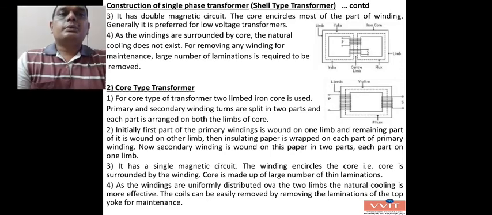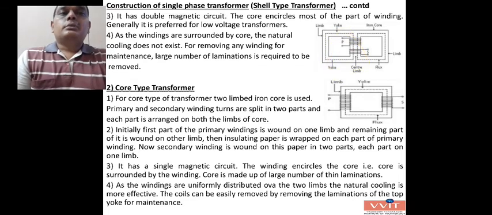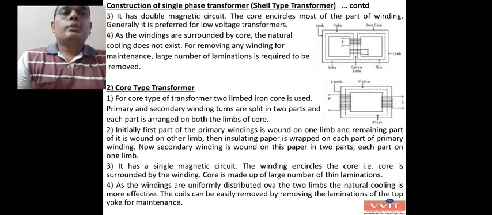In a double magnetic circuit, there is one path and another path, each being a closed path. That means two magnetic paths are developed in shell type transformers. The core encircles most of the winding. Generally it is used for low voltage transformers. For low voltage purposes only, we prefer this shell type transformer.